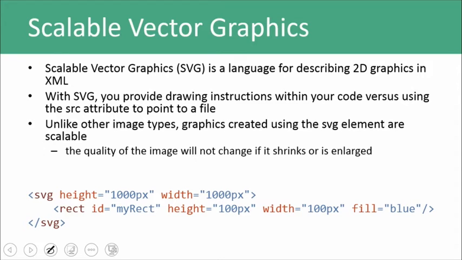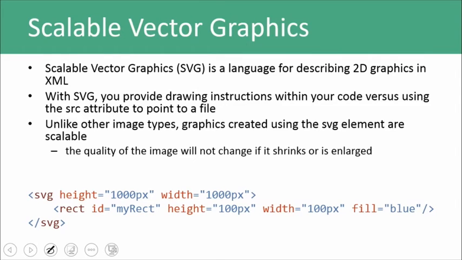Graphics created using the SVG element, they're scalable, right? So they're those vector graphics. That's what the V stands for. So the quality of the image won't change if it shrinks or is enlarged. I actually had troubles with getting our browser now to render the SVG graphic. So I'm not going to show you a demo, but this is the type of code that you would want to use in order to draw a rectangle, which is 100 pixels by 100 pixels.